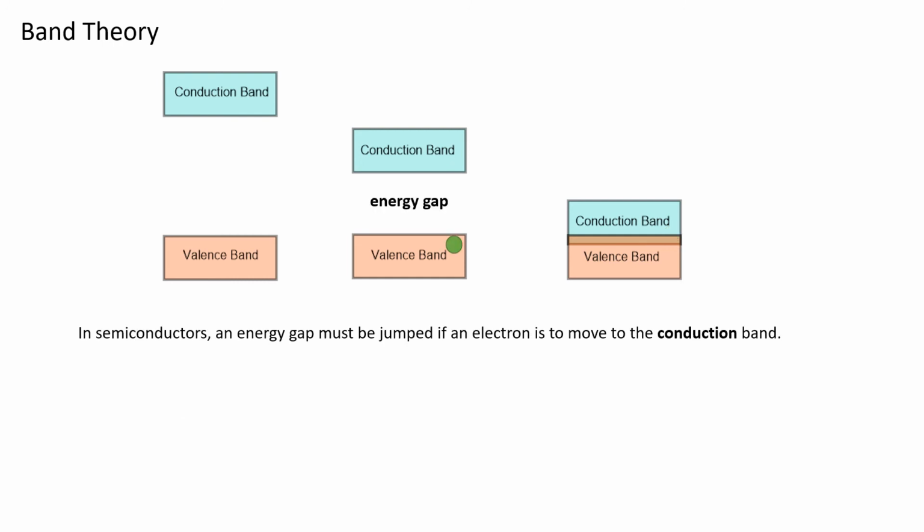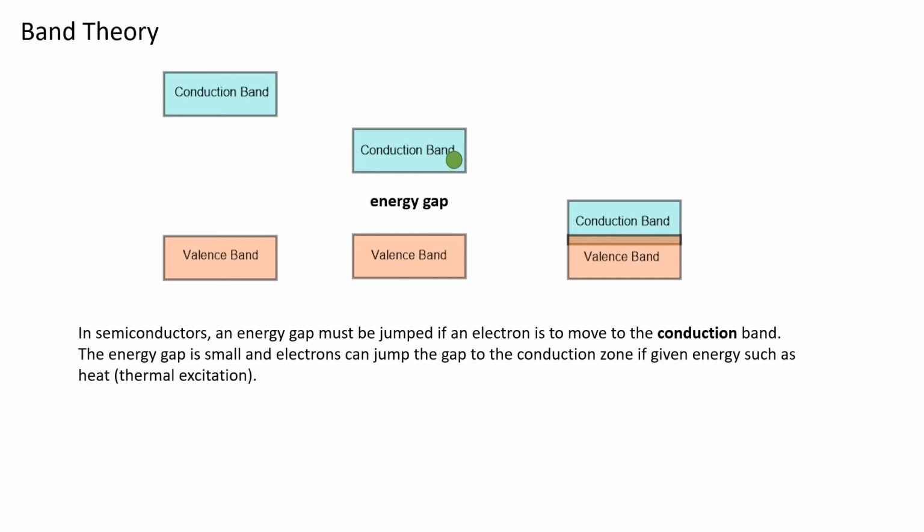Focusing on the middle diagram now, we have what's known as a semiconductor. The valence band and the conduction band have an energy gap. Now this energy gap is quite small compared to what we'll look at later on. And in semiconductors, the energy gap must be jumped by an electron for conduction to take place. Only by gaining energy of some form can the electron go from the valence band to the conduction band. Most of the time this energy is in the form of heat. It's also known as thermal excitation.